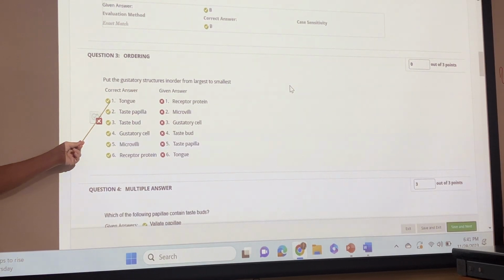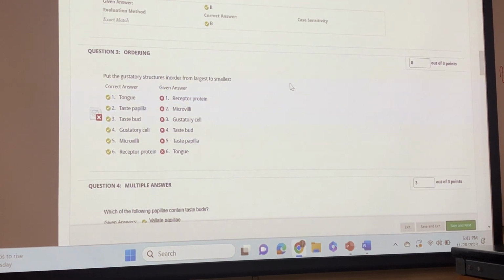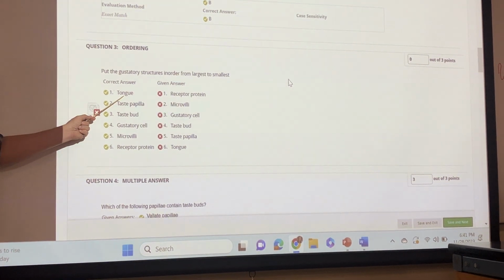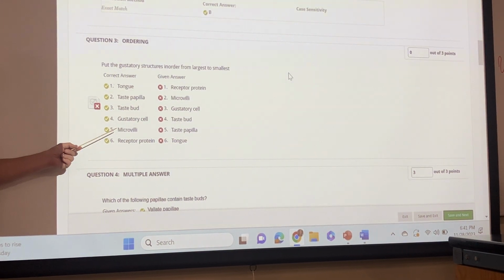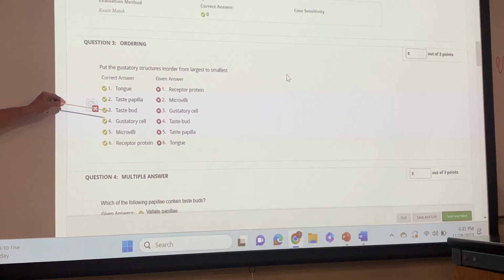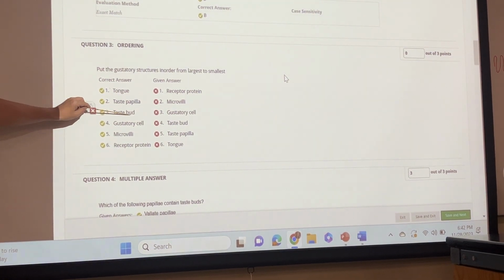So as we go from the tongue, we're going to go to the taste papillae. Remember, filiform, fungiform, foliate, and vallate. Macroscopic, we can see without a microscope. Now we transition into microscopic structures. So within the taste papillae, we're going to have the taste buds themselves.